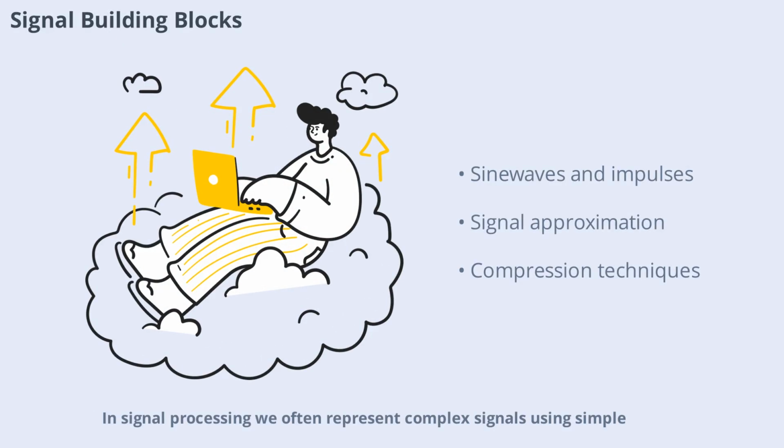Signal processing: we often represent complex signals using simple building blocks like sinusoids and impulse functions. These fundamental components make it easier to analyze, approximate, and compress signals. For example, JPEG image compression uses these principles to reduce file size while preserving important details. Today, we'll explore some of these basic building blocks and learn how they're used in practice.